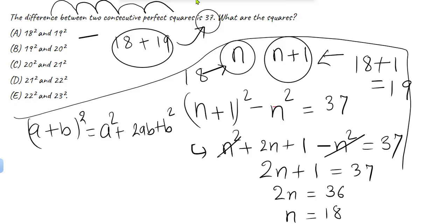But when we have a condition where the difference between two consecutive perfect squares is given, we try to find the sum of the options which equals this number. So in this case, 18 plus 19 is 37. So this is the answer. This is how we do mental maths in the examination.